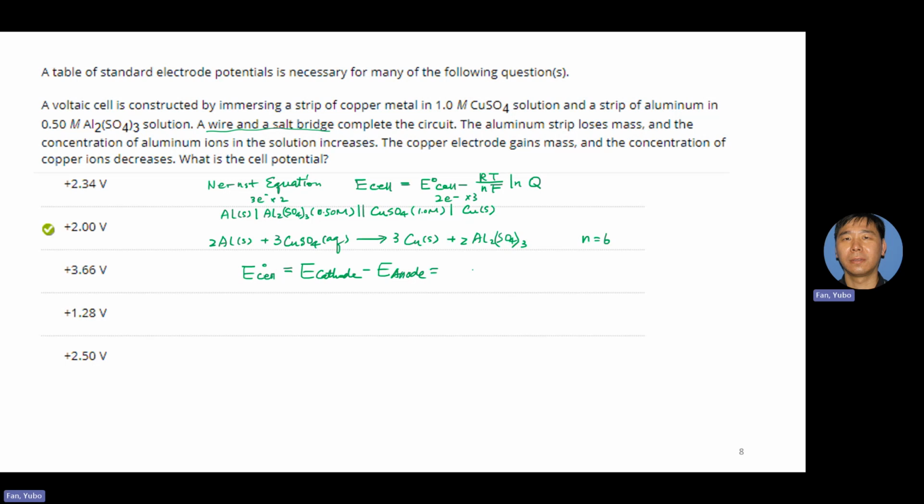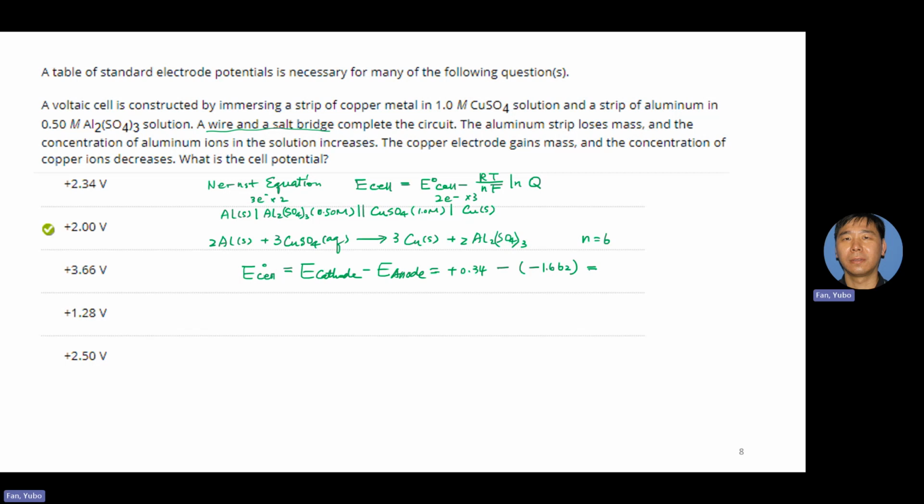Okay, so the cathode is copper. Checking the table, we find copper is plus 0.34. Then minus aluminum. Aluminum is minus 1.662, so it's very negative. So it's a very strong reducing agent.